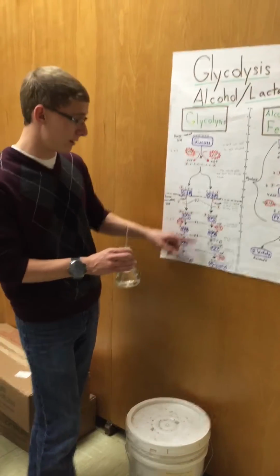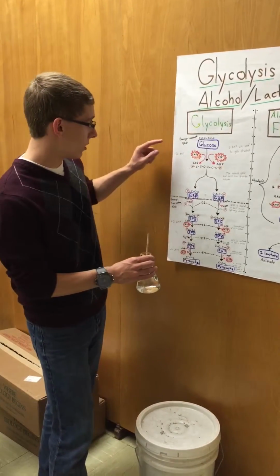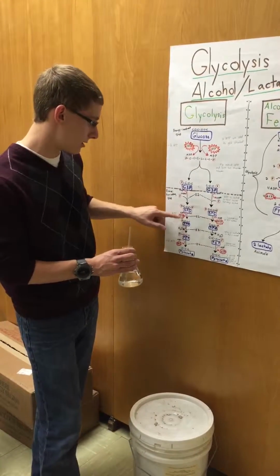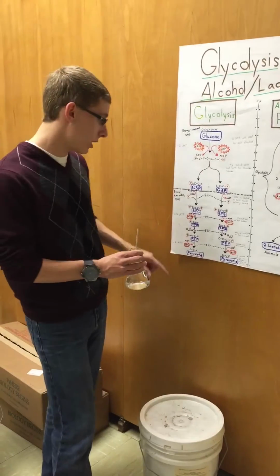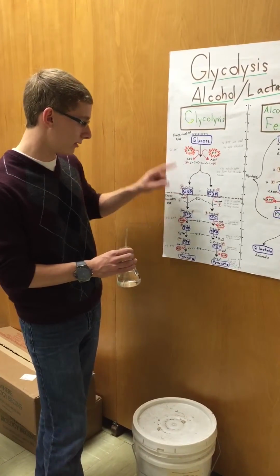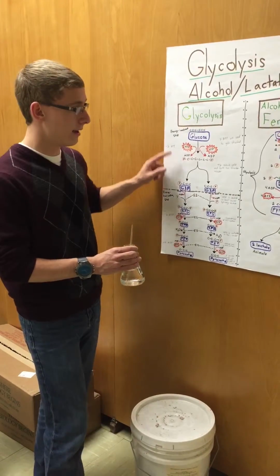That is the end of glycolysis, in which we lost 2 ATP to begin with, and then we gained 2 ATP here, and then we gained another 2 ATP here, which results in a net gain of 2 ATP, with a total of 4 produced and 2 lost.